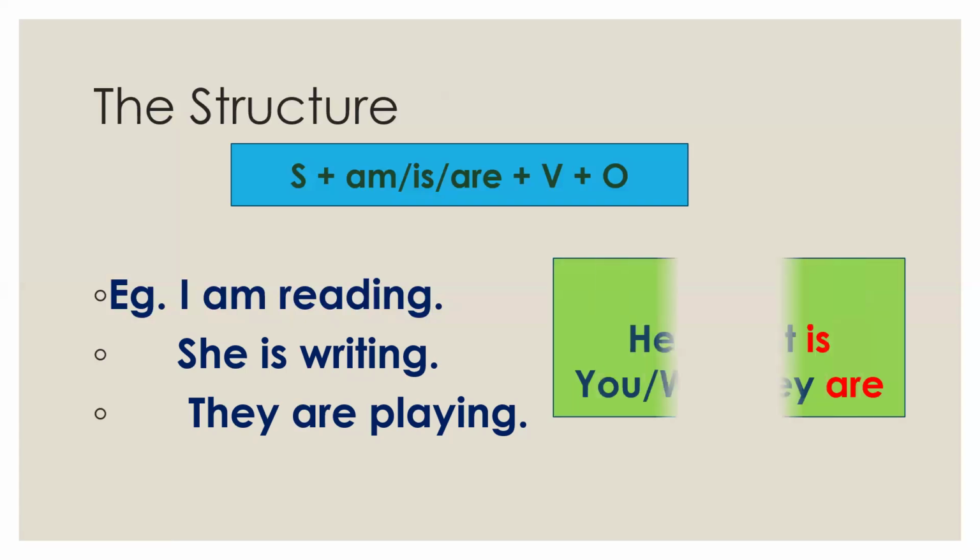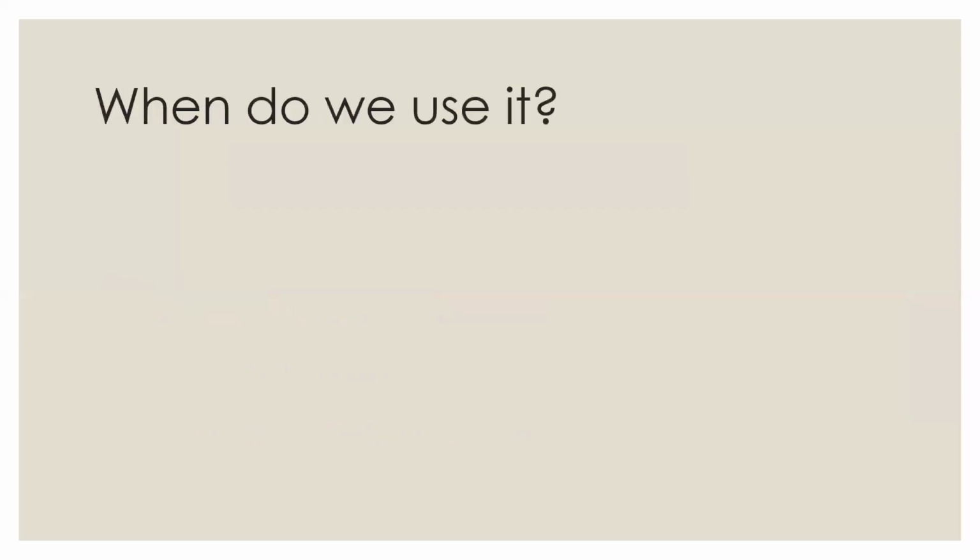Get what I mean? I am. He, she, it is. You, we, they are. I think you need to learn this by heart. I always has am next to it. He, she, it, or any singular subject will have is with it. And you, we, they, or any plural subject will have are with it.